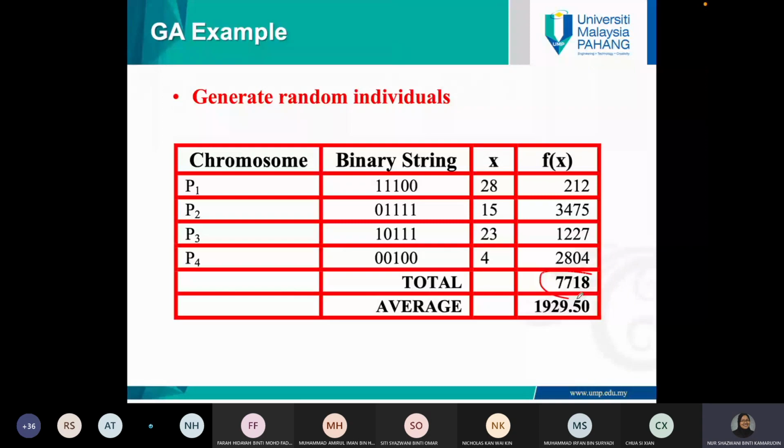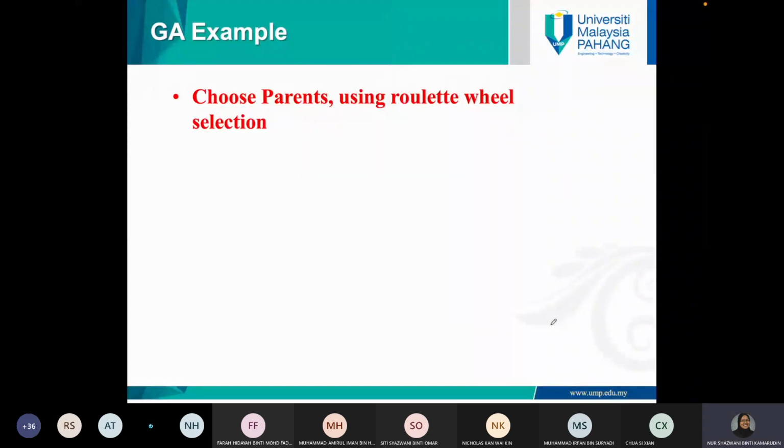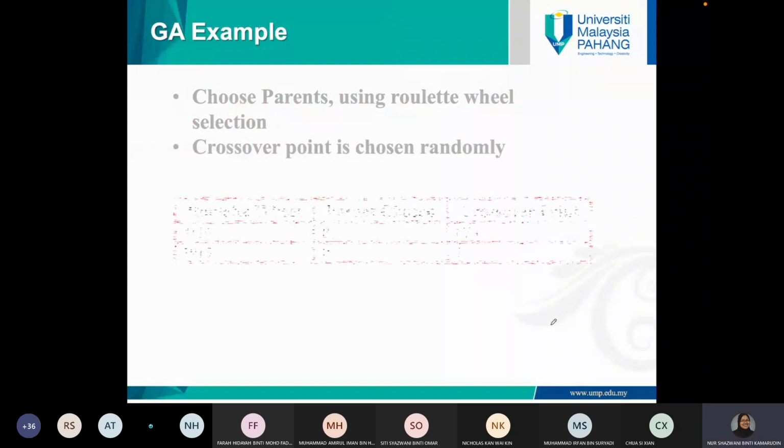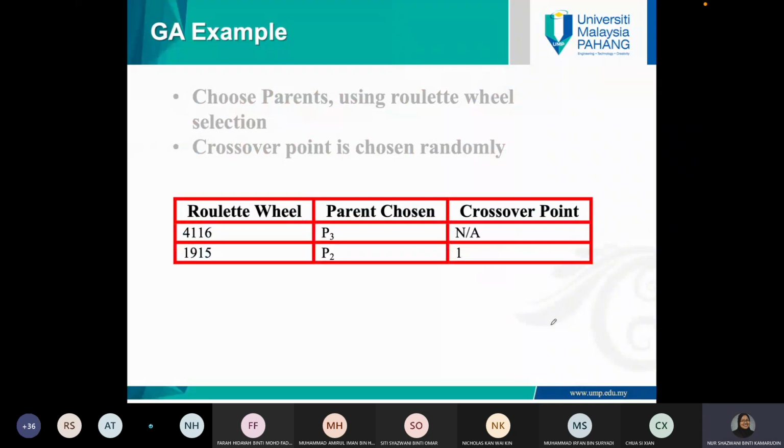The process is the same as the previous example. You calculate the total. If you want, you can also give the average. That means 7718 divided by 4, and you get the average value. Now choose parents using roulette wheel selection and do the crossover points.